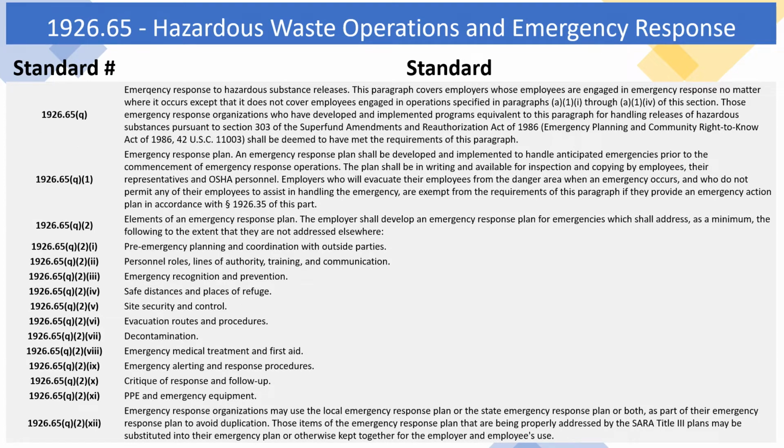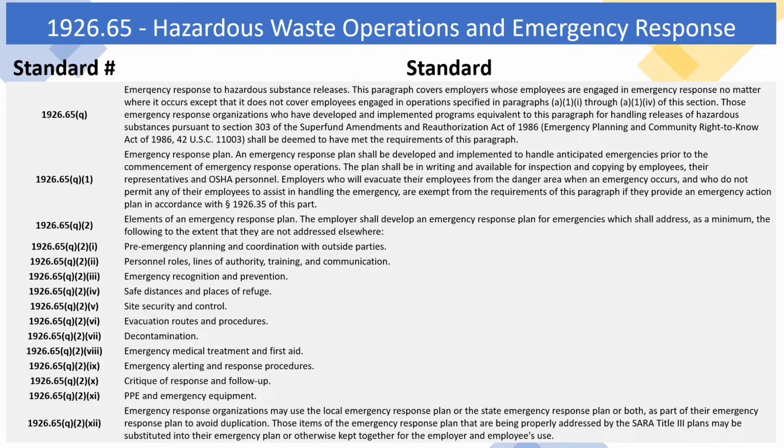1926.65 Q, Emergency response to hazardous substance releases. This paragraph covers employers whose employees are engaged in emergency response no matter where it occurs, except that it does not cover employees engaged in operations specified in paragraphs A1-1 through A1-4 of this section. Those emergency response organizations who have developed and implemented programs equivalent to this paragraph for handling releases of hazardous substances pursuant to Section 303 of the Superfund Amendments and Reauthorization Act of 1986, Emergency Planning and Community Right-to-Know Act of 1986, 42 U.S.C. 11003, shall be deemed to have met the requirements of this paragraph.